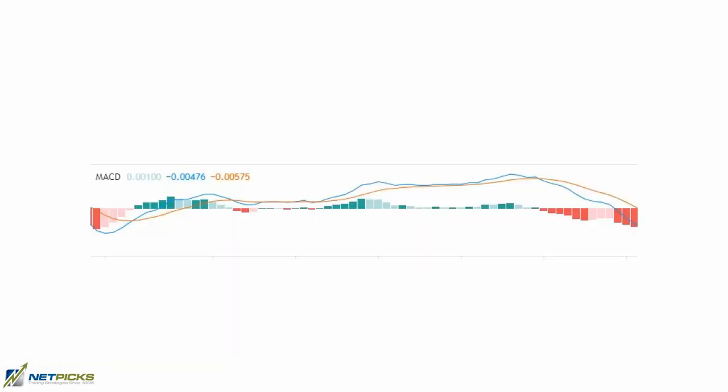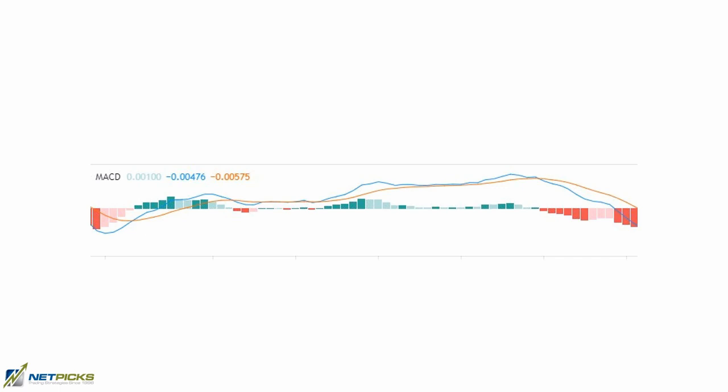So what is the MACD? Essentially, it's a momentum oscillator. It uses two exponential moving averages, and what it will do is give you buy and sell signals. It will show you bullish and bearish divergence, and it will help determine your trend direction.